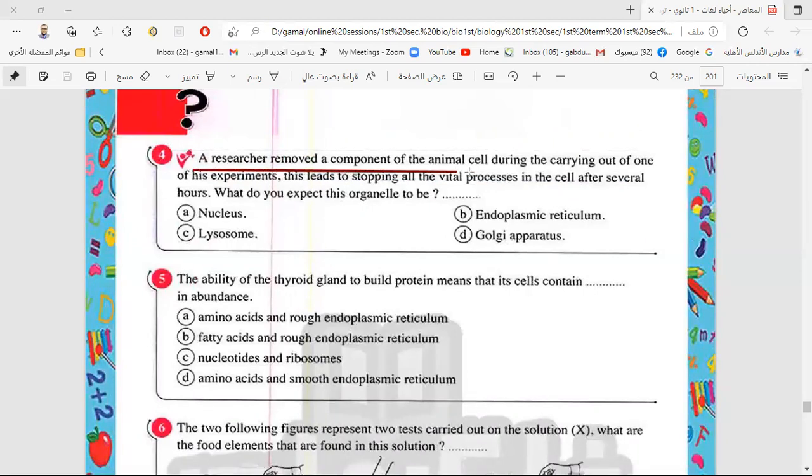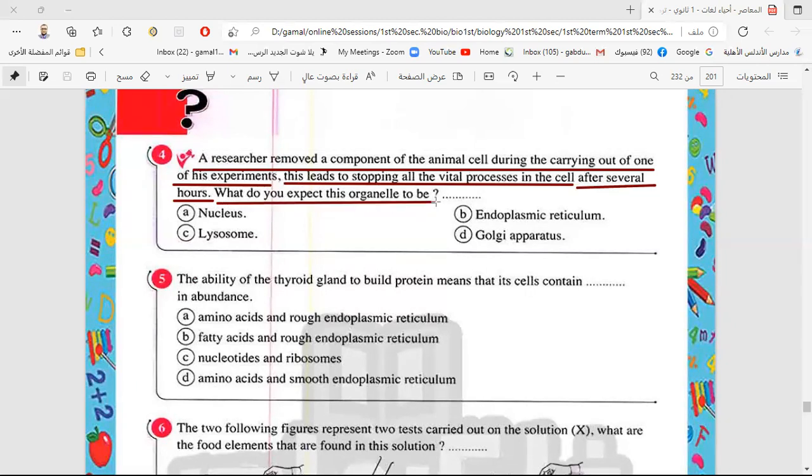A researcher removed the components of an animal cell during carrying out one of his experiments. This leads to the stopping of all the vital processes in the cell after several hours. So it is a very important organelle in the cell. What do you expect this organelle to be? Is it nucleus or endoplasmic reticulum or lysosomes or Golgi apparatus? What do you think?